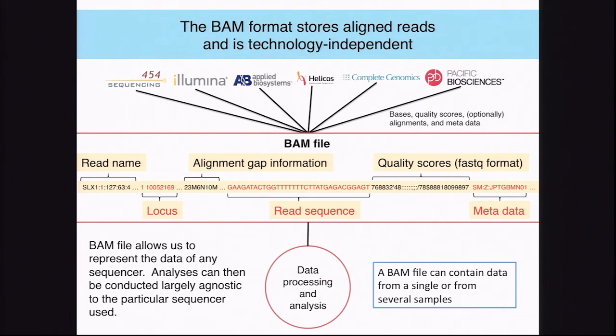So a BAM record starts with a read name, which is the same as from the FASTQ. But then it also has a locus. We see that this particular read has been mapped to chromosome 1 at that location. And it also provides some alignment information. That's called a cigar string. That describes how it aligns. Here we have 23 matching bases, a gap of 6, and 10 matching bases.